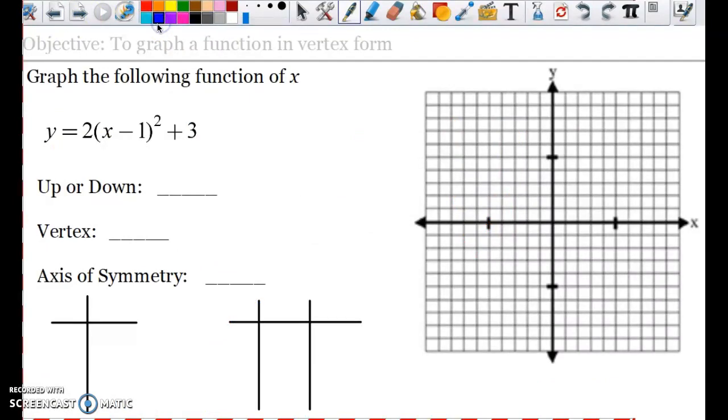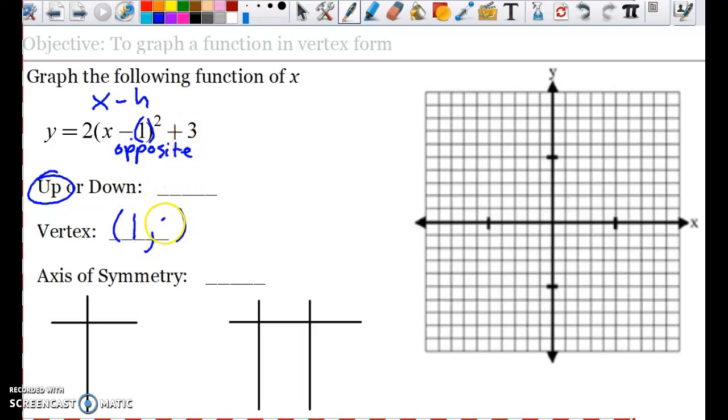All right, let's look at another example. Now I have 2 times the quantity x minus 1 squared plus 3. Which way does it open? Up. Where is the vertex? Well, this is the tricky part, because look at what is inside the parentheses. You might think that h is -1, but remember, the vertex form is x minus h. So what would have to go in for h here? It's the opposite of what's inside. The opposite of what's inside the parentheses is the x coordinate of the vertex. So the opposite of -1 is +1.